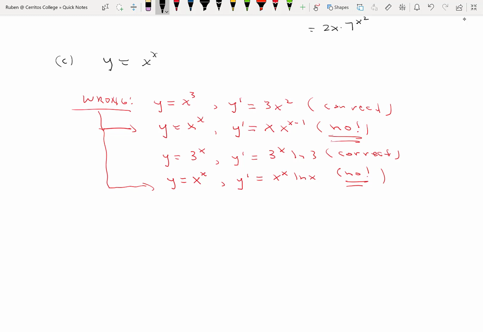So let me redo this in blue. The correct thing to do is to use something that we studied previously, logarithmic differentiation. We'll use logarithmic differentiation, and I'll show you how to do that after I spell differentiation.